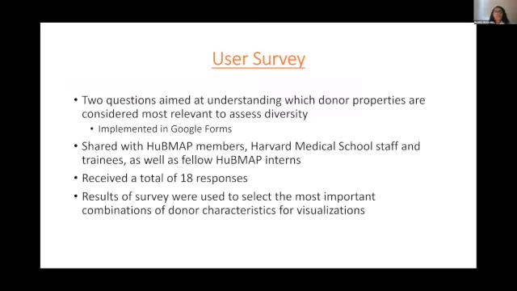So this one is a user survey. We implemented a survey with two questions aimed at understanding which donor properties are considered most relevant to assess diversity. I created a Google form for the survey. I shared it with the HuBMAP members, Harvard Medical School staff and trainees, as well as my fellow interns. I received a total of 18 responses, and the results of the survey were used to select the most important combination of donor characteristics for the visualizations. There were 4 characteristics that were really popular, which were age, sex, race, and blood type.